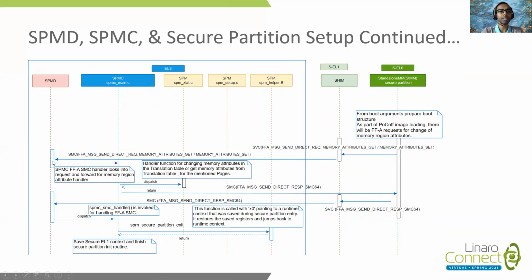So after receiving the FFA direct message request, SPMD will forward it to the SPMC, which will look into the request and handle it accordingly. It may get the memory region attribute details, or it can change the memory region attributes.